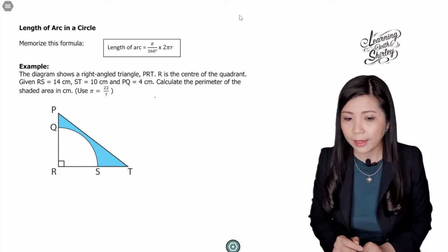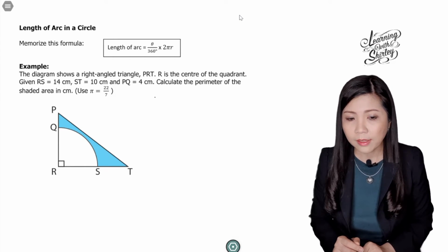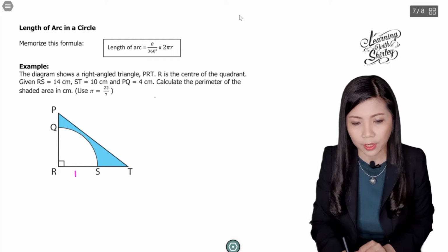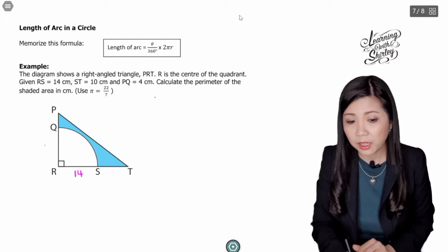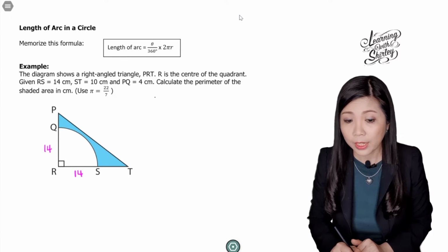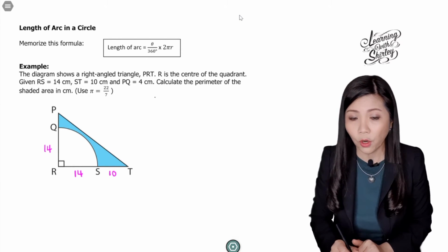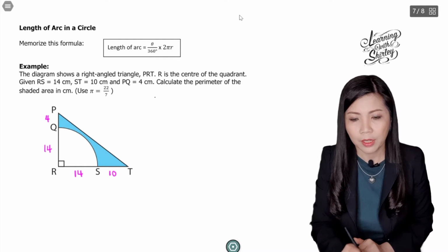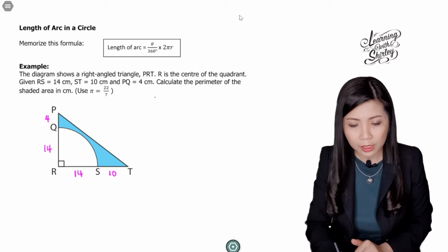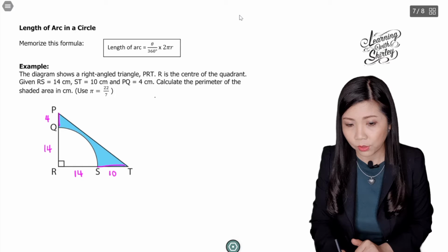The diagram shows a right angle triangle, PRT. R is the center of the quadrant. Given RS is equal to 14 cm, so I'm going to label RS as 14 over here, which means this is also 14, because the radius is the same. And SD is equal to 10 cm, so this is 10, and PQ is equal to 4 cm, so this is 4 cm. Calculate the perimeter of the shaded area in cm, which means that we have to add up. This is given, and this is also given.